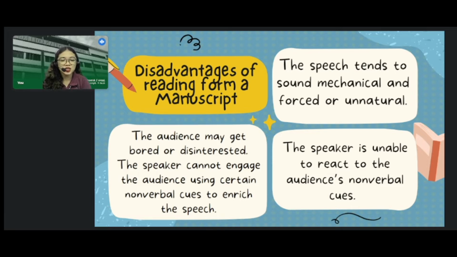Okay? And next, the audience may get bored or disinterested. Why? Because you are reading from a manuscript, your audience will feel that, ay, binabasa niya lang. Parang wala akong matututunan. Nakaka-boring naman.